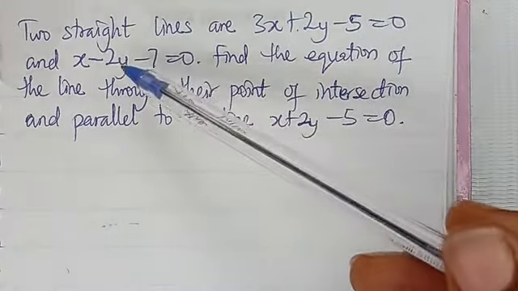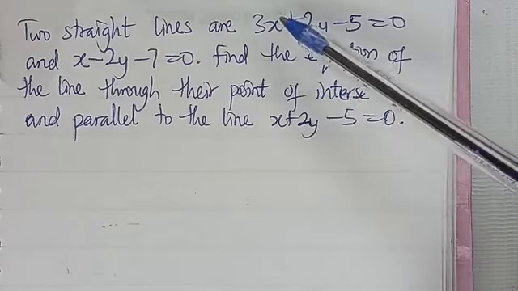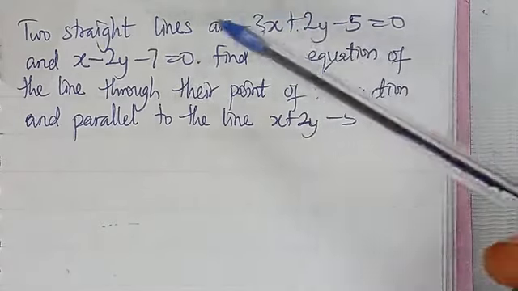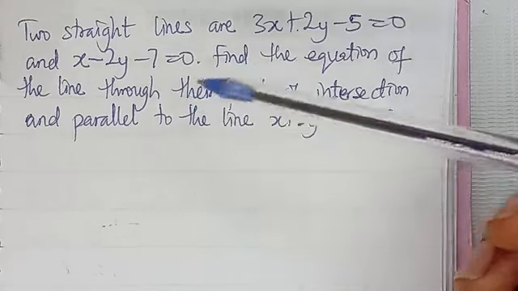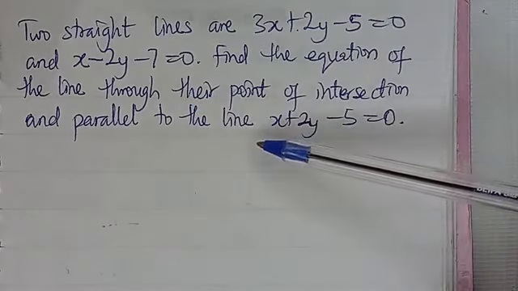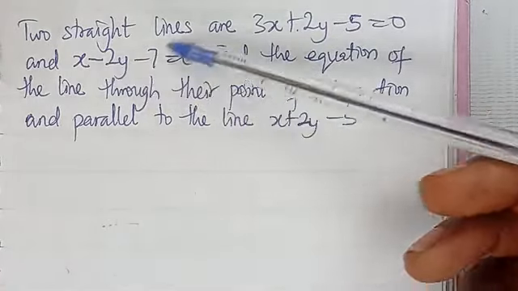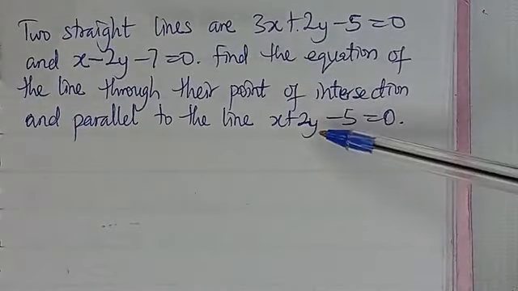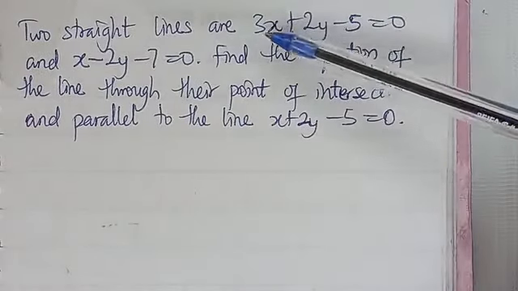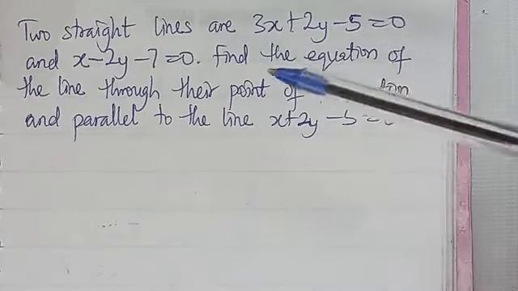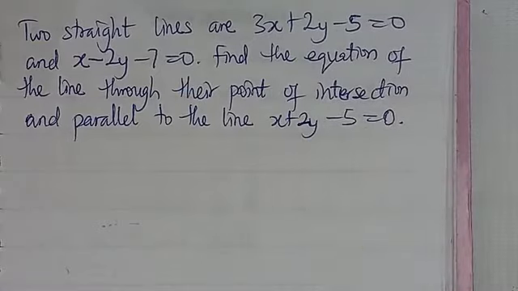Whenever we hear that these two equations have an intersection, that means we are going to solve these equations simultaneously. That point of intersection is what we are told that the line passes through, and the line is parallel to the given one. So when we solve simultaneously, we are going to have a coordinate point for x and y.